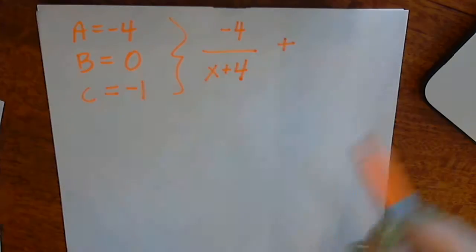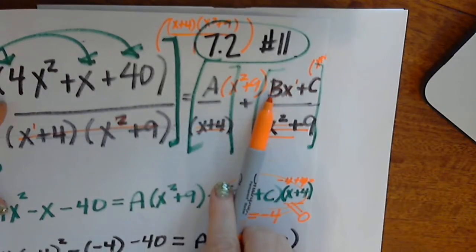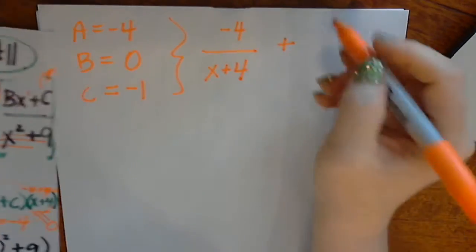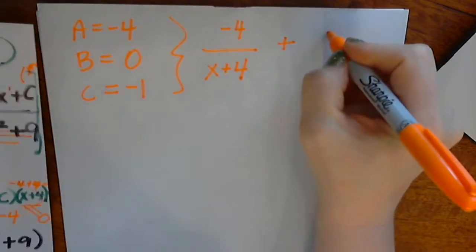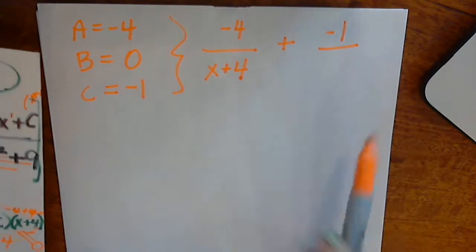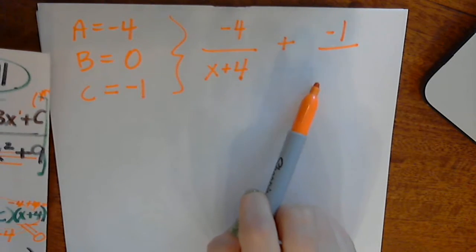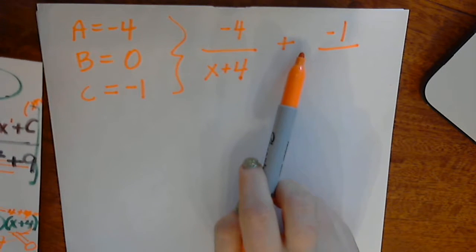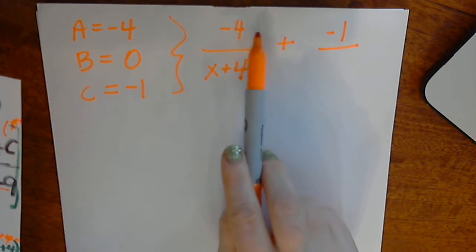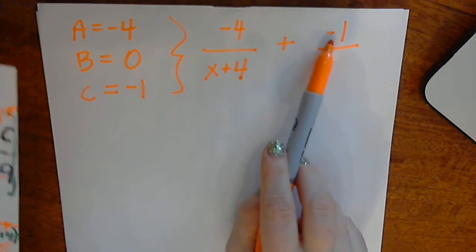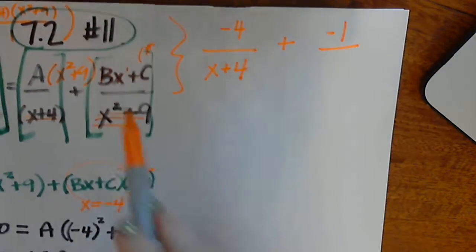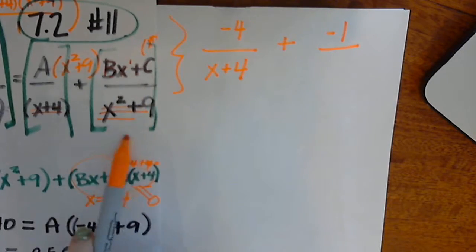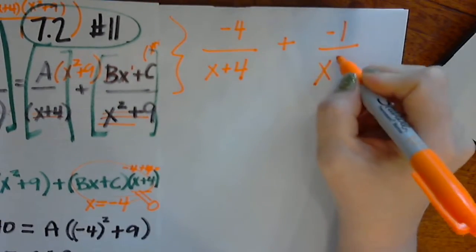plus bx, I'm not going to write it because b is 0, plus c, c is a negative 1. Always put your negatives in the numerator. It's really confusing to put them in the denominator or out to the side. It's not wrong, but it's really confusing. If you're consistent with your negatives, it really helps to clear things up. So the bx plus c term is the one that had the x squared plus 9.